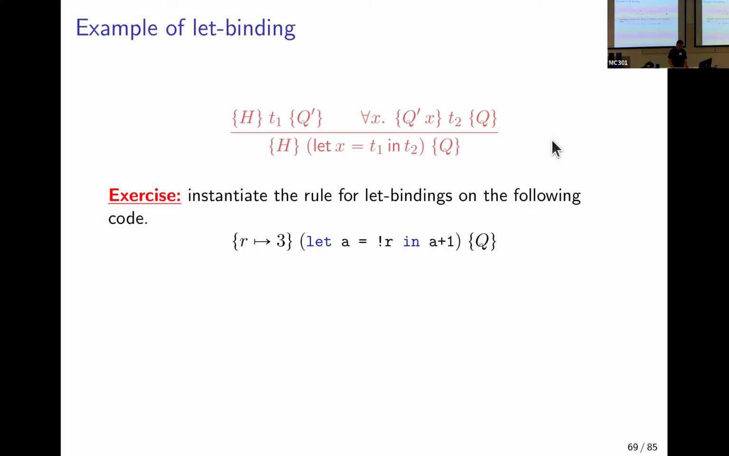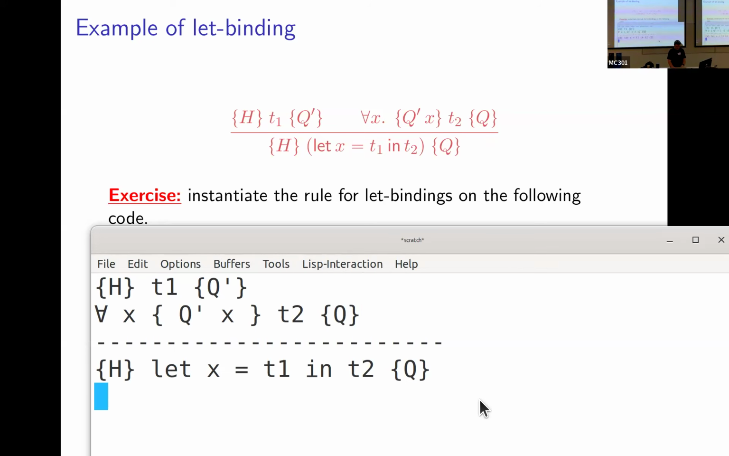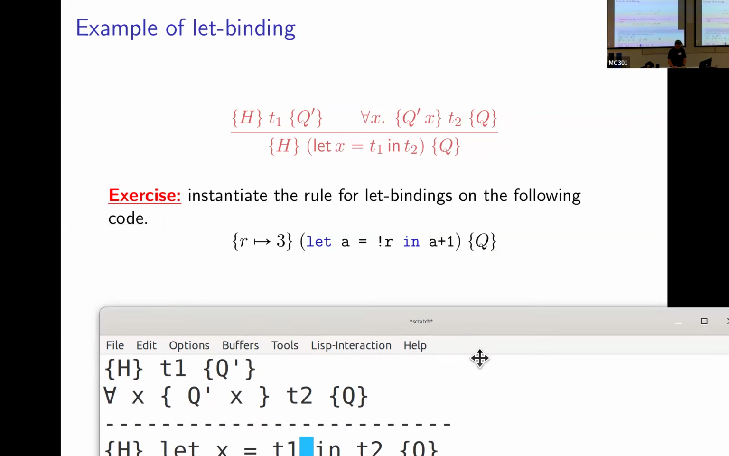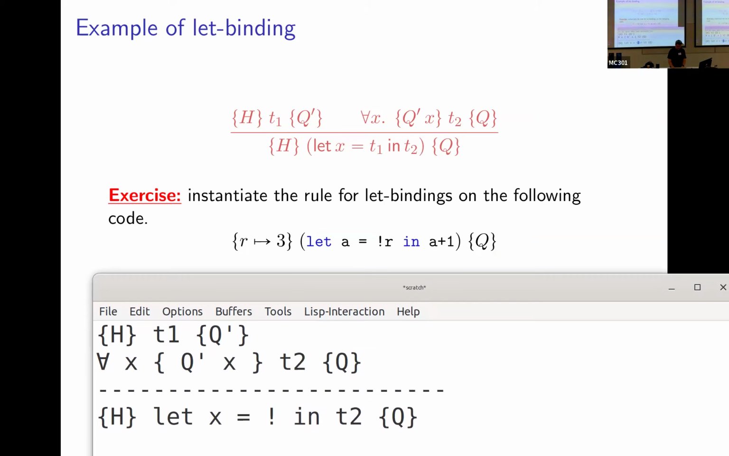So the exercise now is to instantiate it for this particular program, which is very simple. You have R points to 3. Let A is equal to bang R in A plus 1. Okay, so we have this. Let A is equal to bang R in T2, A plus 1. That is T2 here. H is R points to 3. Q is, what do we want for Q?